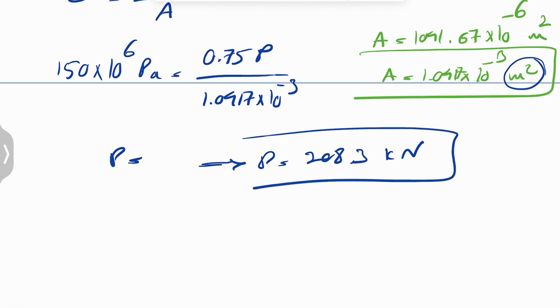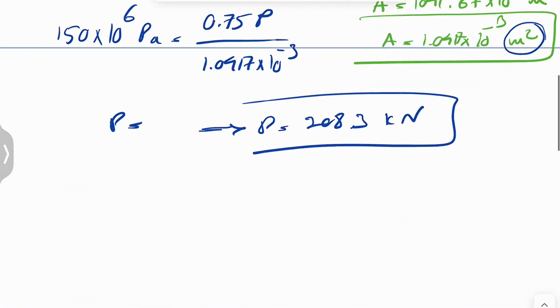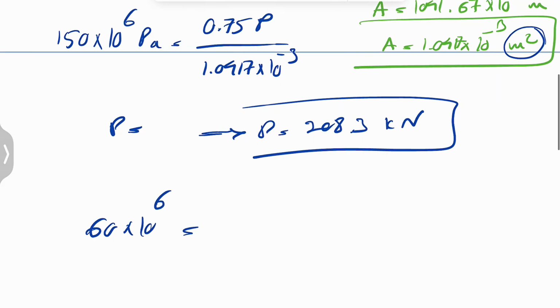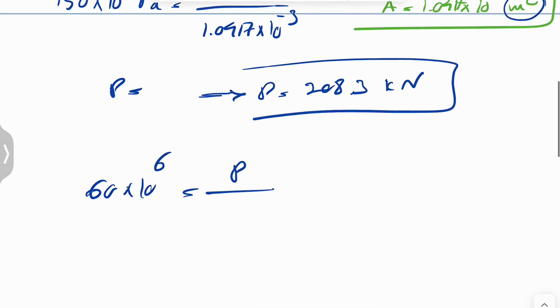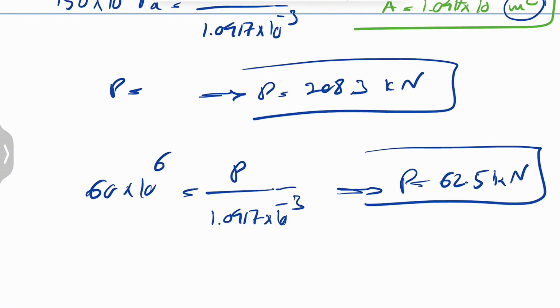So that's one P, and we also have the P from the average shear stress, which is 60 megapascals. So 60 again times 10 to the 6, and we figured that our V is actually equal to P, and same area again. Let's see what we get in here. Everything's the same except this part, and we need to change 150 to 60. All right, that's going to give us around 62.5 kilonewtons as our second P.